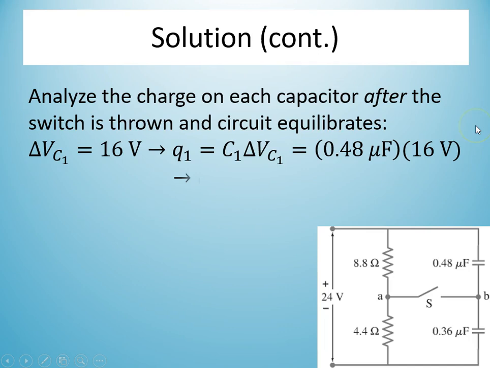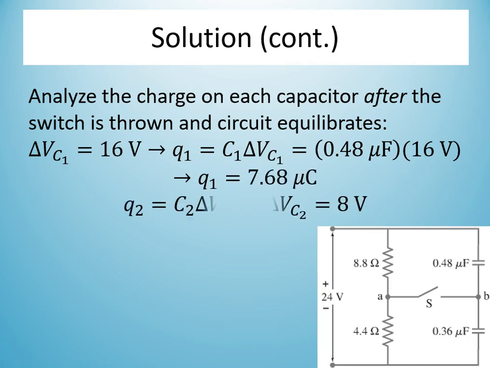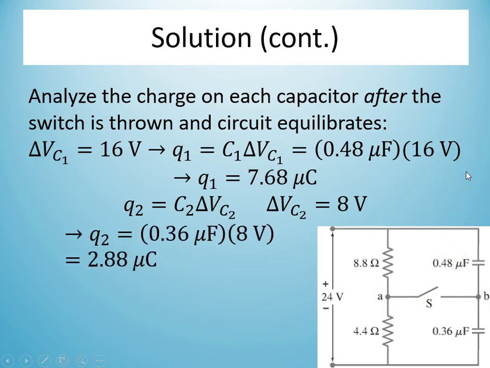It's 16 volts. So that tells us the charge that's there, 7.68 microcoulombs. Now we do the same thing for the lower capacitor right here. So that potential difference is 8 volts because there's a voltage drop of 8 volts across this resistor, and this are now in parallel. Because again, A and B is an equipotential surface. So now, plugging those numbers in, we get that the charge on this capacitor is 2.88 microcoulombs.